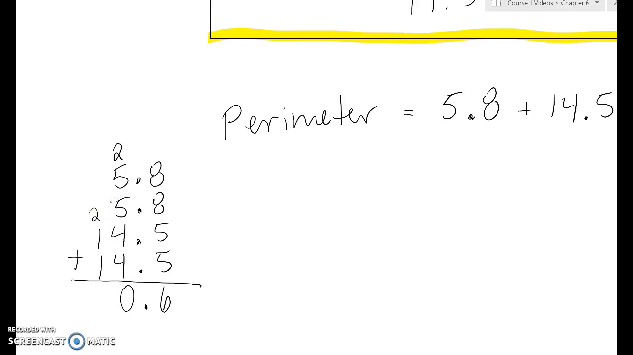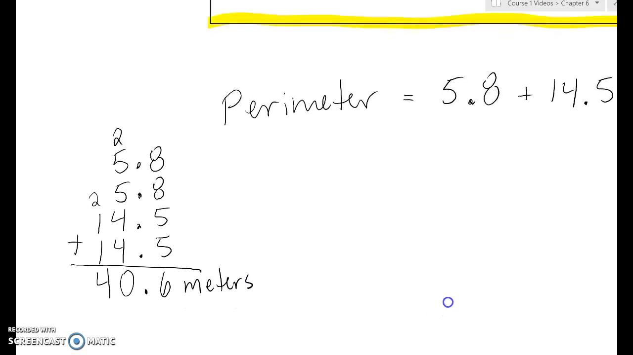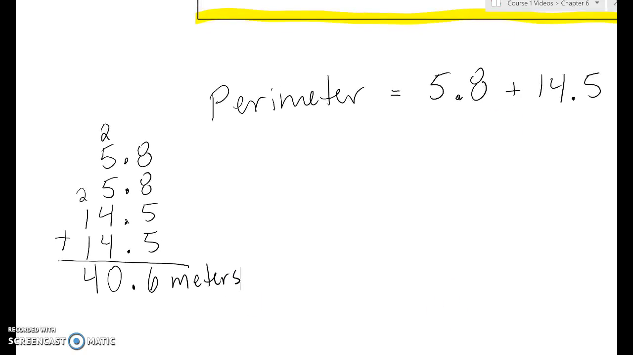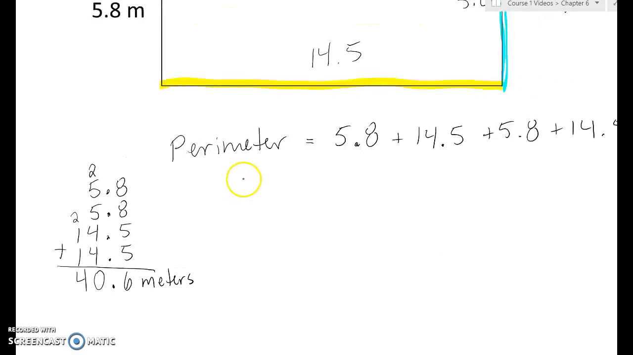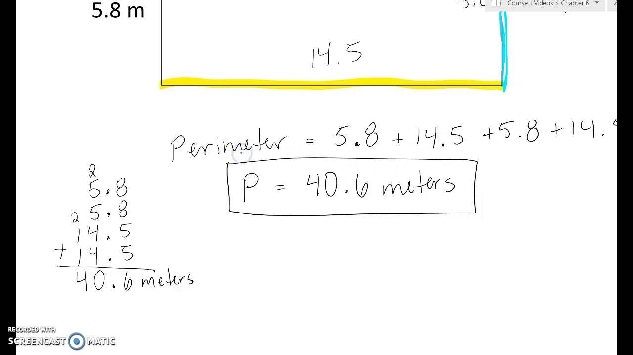Carry the 2 tens. Two tens go into the tens column now. So 2 plus another 2 is 4. So my perimeter, the distance around the outside is, don't forget your units, is just 40 and 6/10 meters. So the perimeter is 40 and 6/10 meters. That's the perimeter of this rectangle.